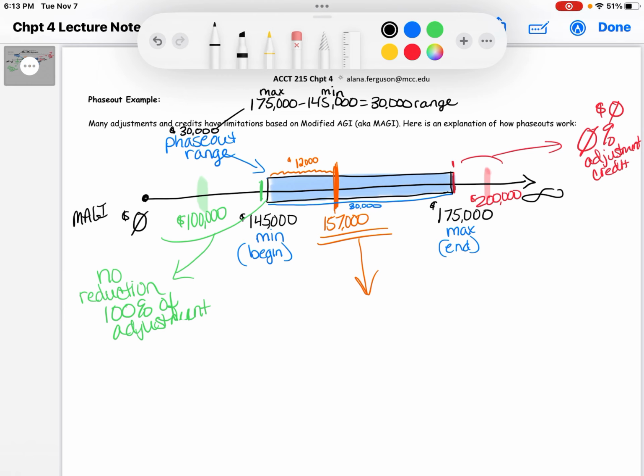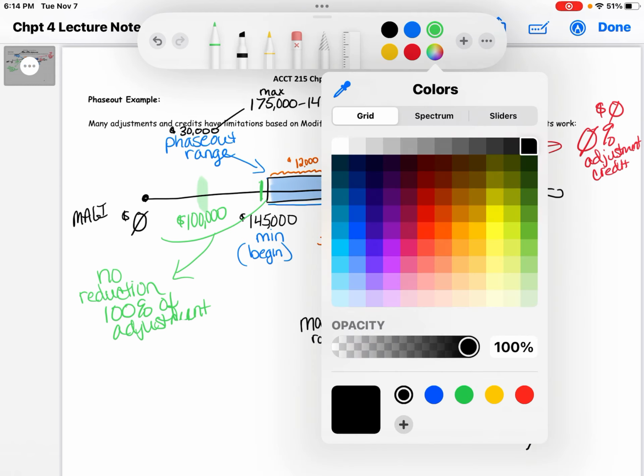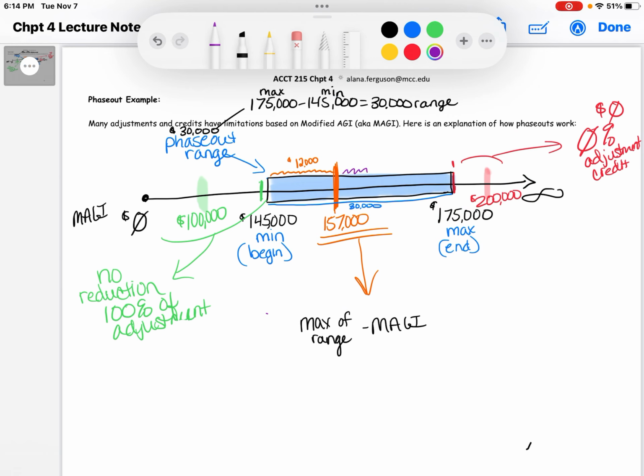So, okay, the way our book teaches it to us is to take that maximum amount of the range and we'll subtract the MAGI. So this time we're going the opposite way. I guess I better change colors completely. There we go. We're actually looking more at this: how much is not phased out? So when we look at this max range minus the MAGI, we're calculating how much isn't going to be lost.